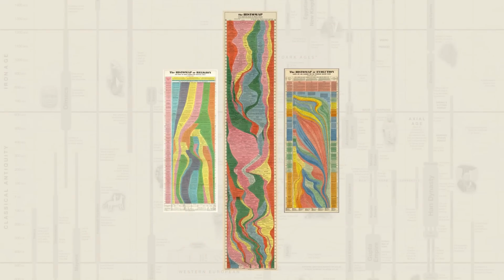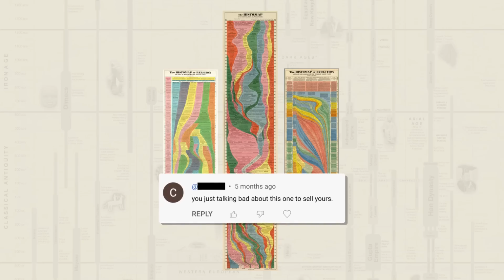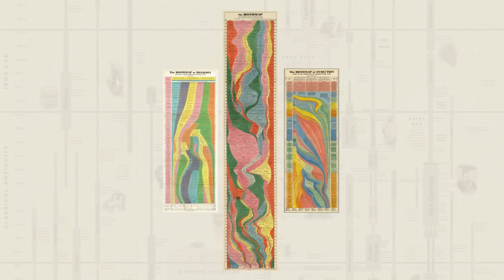Now, last time I talked about old charts like these, I got a few comments saying it's unfair for me to tell people not to use certain charts, considering that I myself sell charts about world history. Well, let me respond by saying that I would never make a video complaining about a competing product made by a contemporary designer. But the Histomap is 92 years old, and the Adams one is 153 years old. To me, that's fair game.